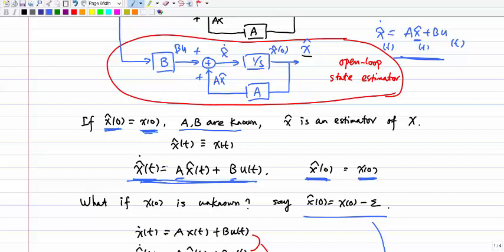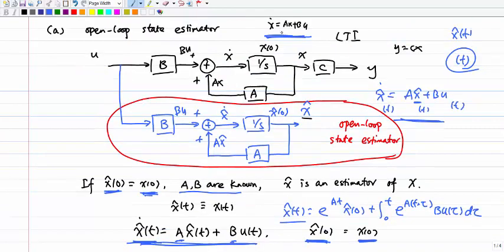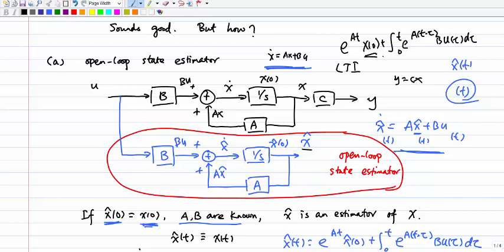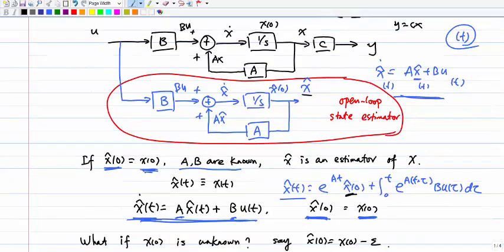Which is perfect, because if you look at the solution to the linear time invariant system for this one, X hat of T is e^(AT) times X hat 0, plus the integral from 0 to T of e^(A(T minus tau)) BU of tau d tau. So this solution is the same as the solution of the original system. Let's use black color. The solution to the original state is e^(AT) X0 plus the integral from 0 to T of e^(A(T minus tau)) BU of tau d tau. If these two initial values are the same, then the estimated state and the actual state are exactly the same. So the estimate is perfect.